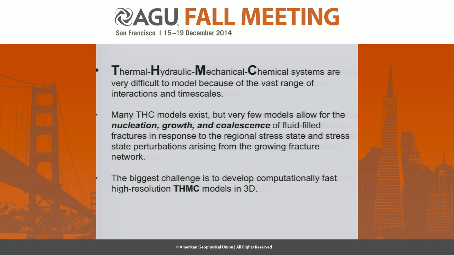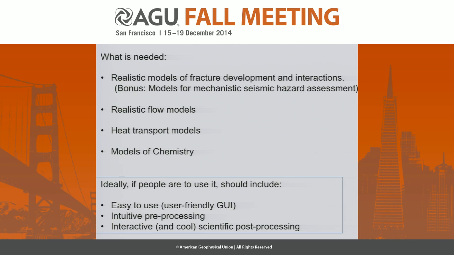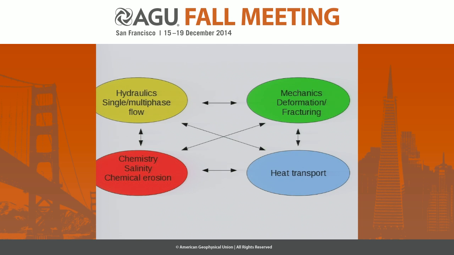So in my view, the biggest challenge is to develop computationally fast, high-resolution THMC models in 3D. Now, what is needed are realistic models of fracture development and interactions. And as a bonus, you get mechanistic models of seismic hazard assessment, realistic flow models, heat transport, and chemistry. And ideally, if people want to use this, you also want to have an interface that's easy to use to set up the system, intuitive pre-processing, and interactive and very cool scientific post-processing, all linked together.